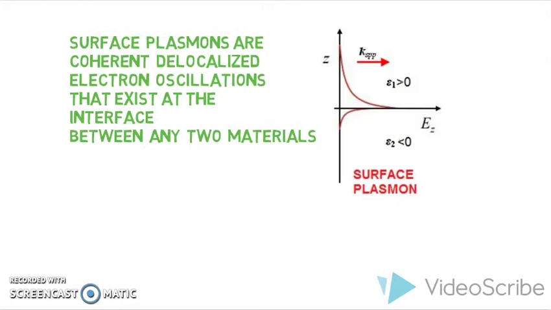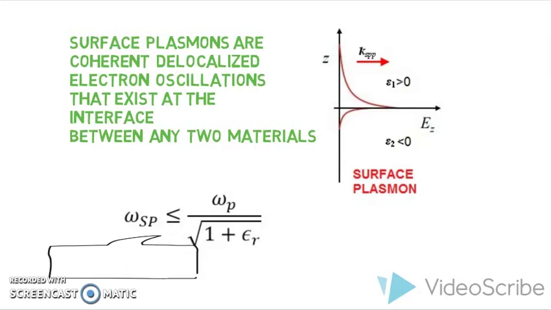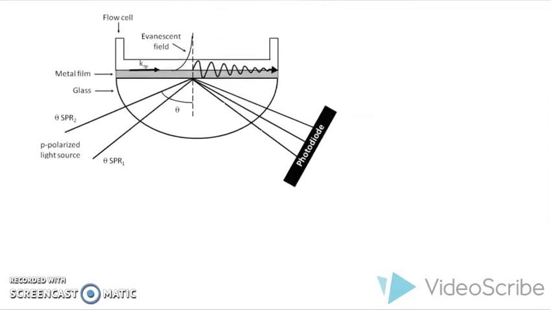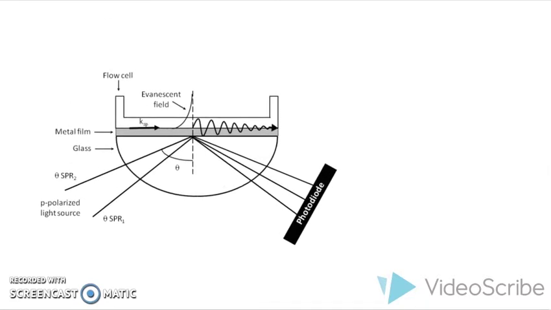The second condition is that the magnitude of the real part of the permittivity in the negative region should be typically larger than the magnitude of the positive permittivity, otherwise surface plasmons do not exist. Surface plasmons also follow the relation as shown. When the equality exists, we call that phenomenon a surface plasmon resonance.